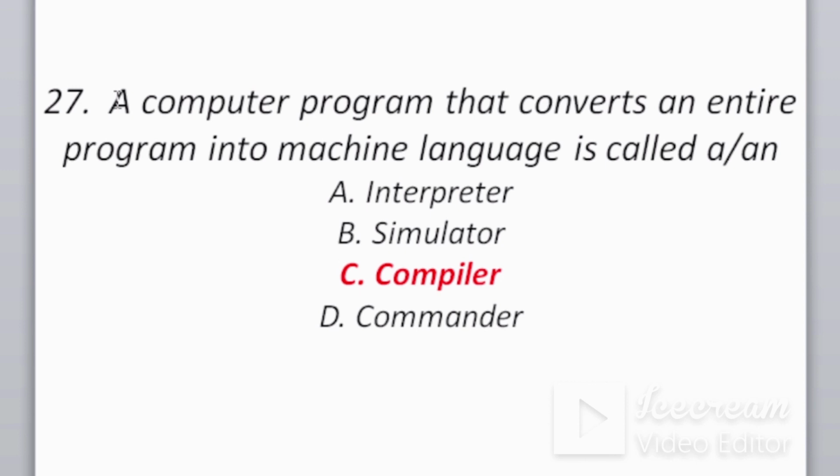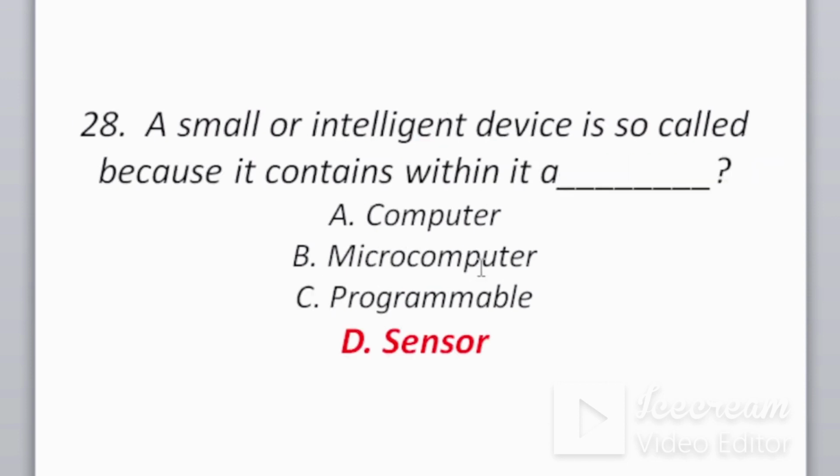27. A computer program that converts an entire program into machine language is called a dash. A. Interpreter, B. Simulator, C. Compiler, D. Commander. The correct answer is compiler.